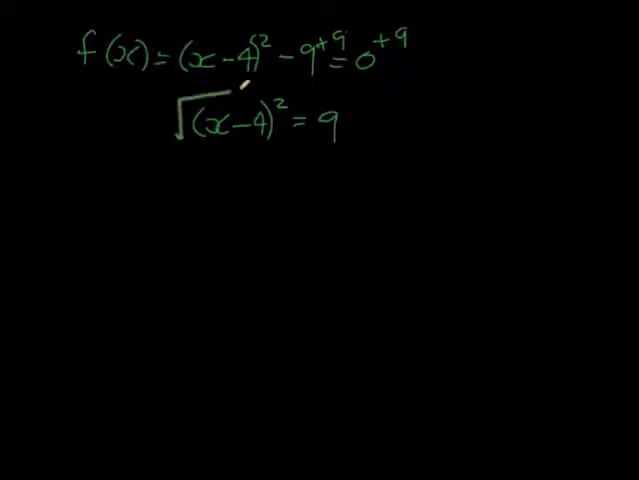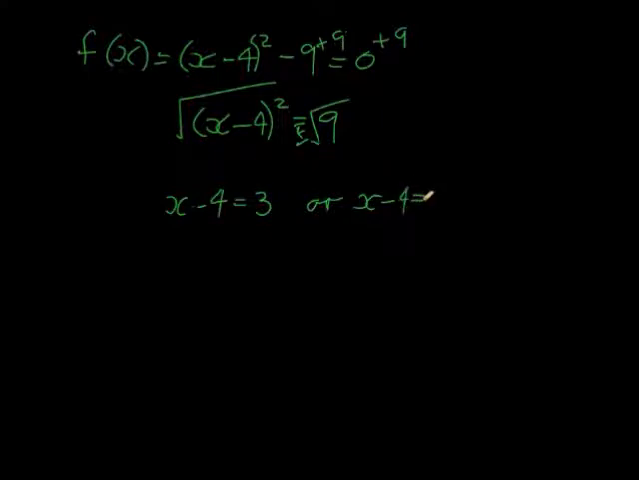Now I can take a square root on both sides to get rid of the 2, but remember when we take a square root we put a plus minus in front, so we get that x minus 4 is equal to positive 3, or x minus 4 is equal to negative 3. So on the one side I see that the answer must be 7, or x is equal to 1, which means these coordinates are (7, 0) and (1, 0).